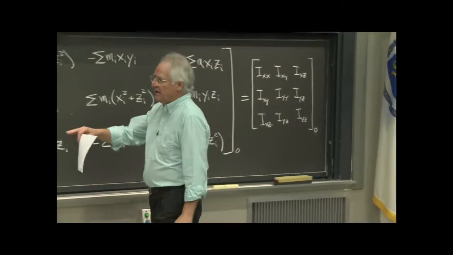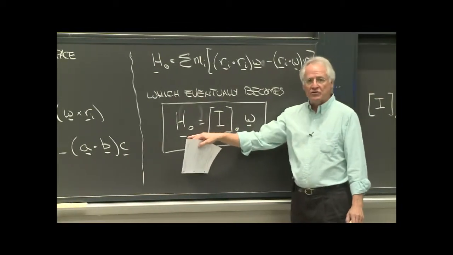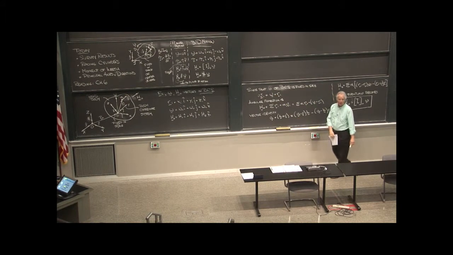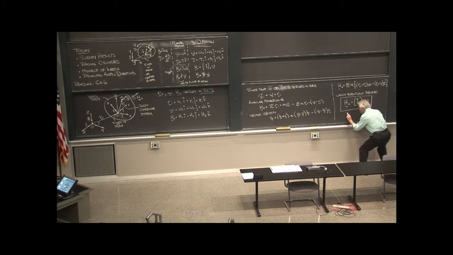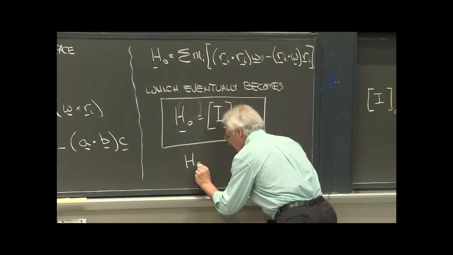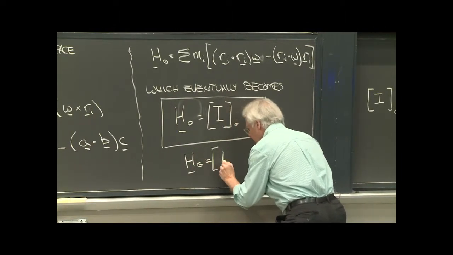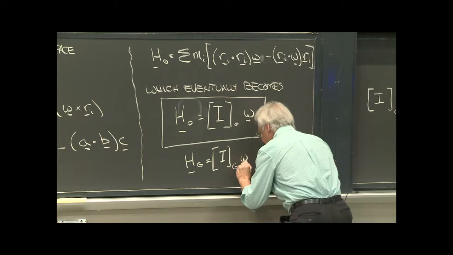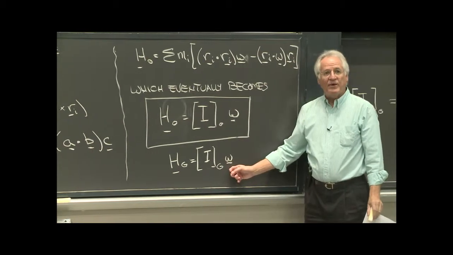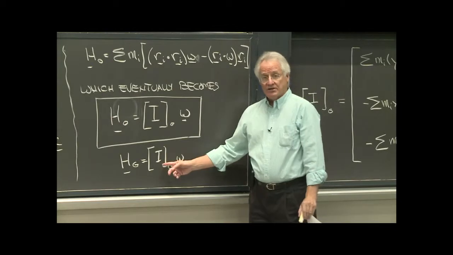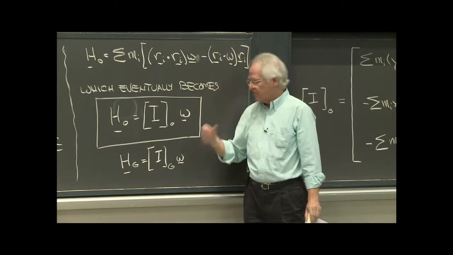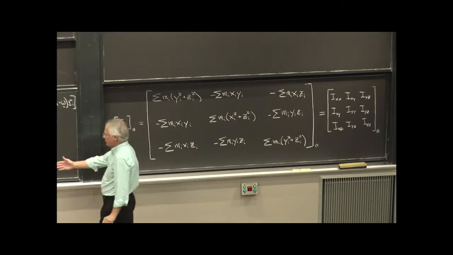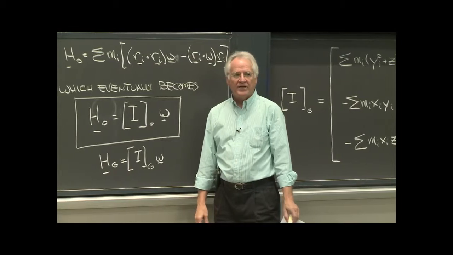Now, let me just say this expression was true for one choice of origin of the body coordinate system. Had we chosen the center of mass, a different one, the angular velocity would have been the same. The numbers that come out of this expression would be different, as would the angular momentum as well. Everybody clear?